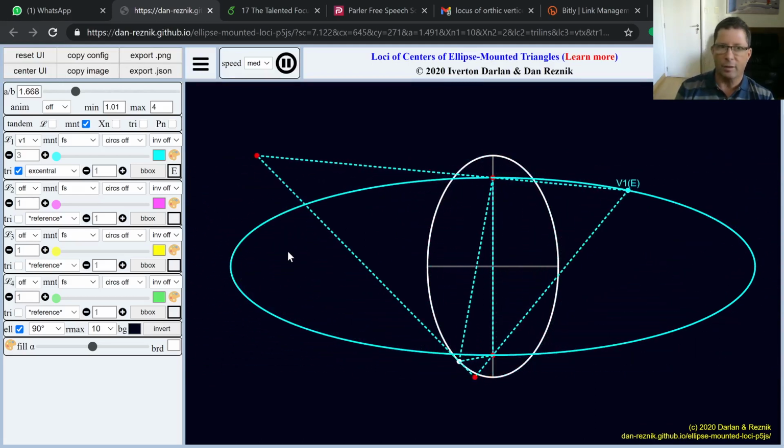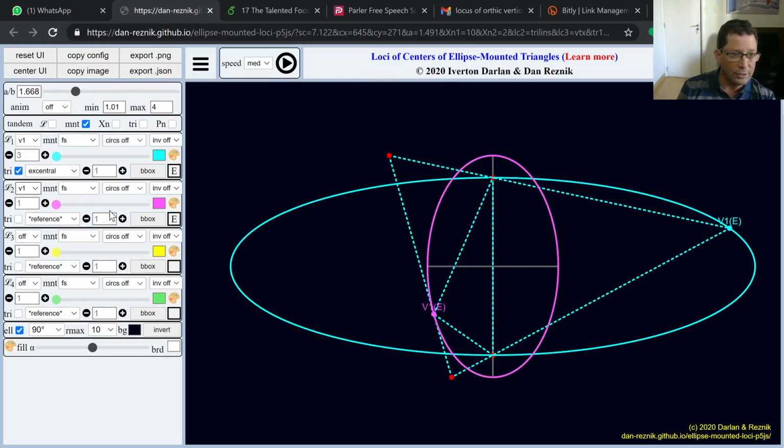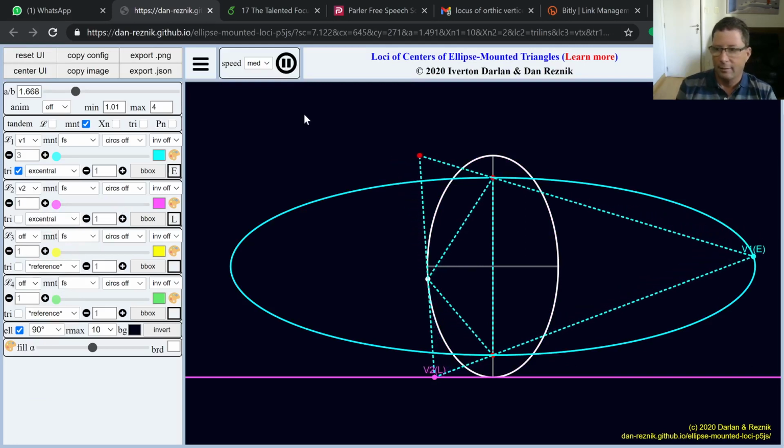Now you may ask yourself, what's going on with the other three vertices? Are they doing the same thing? Are they moving around the same ellipse? So let's go ahead and open them up here. I'm going to go ahead and put V1 on the second channel. I'm interested in the excentral triangle, and I don't want to look at V1, I want to look at V2. What's V2 doing? Okay.